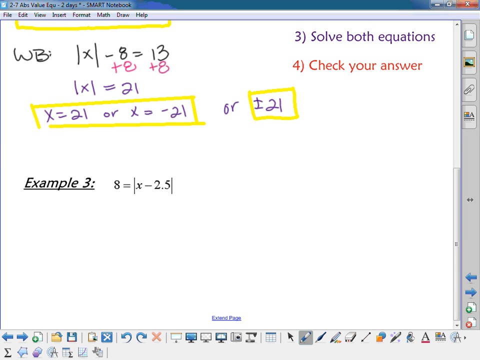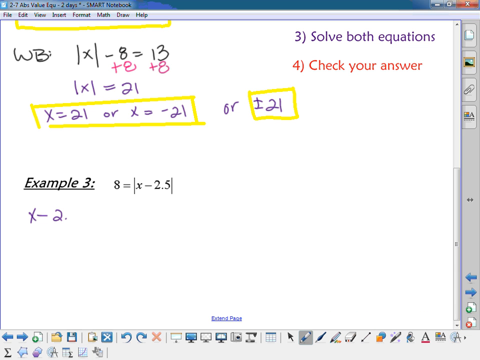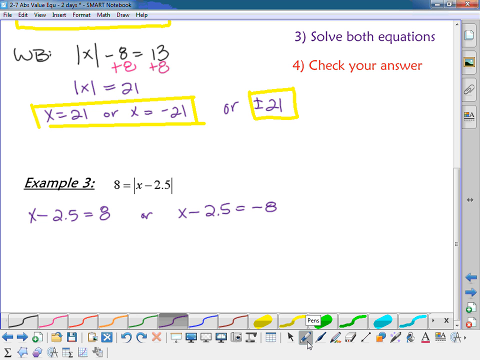All right, so this is for your notes, we have 8 equals the absolute value of x minus 2.5. So step 1 is I get the absolute value expression alone. Is it already alone? Is there anything else on that side of the equal sign? No, there isn't. So it's already alone. So now I have to write the positive and negative cases. So that means that either x minus 2.5 equals a positive 8, or x minus 2.5 equals a negative 8. And so then I go on to solve it.